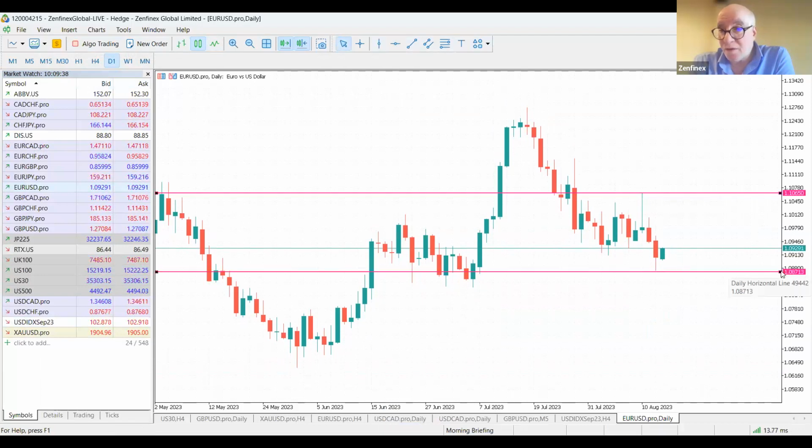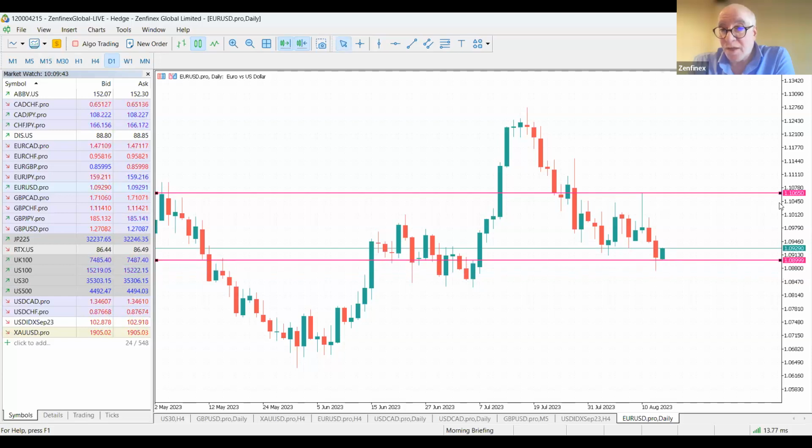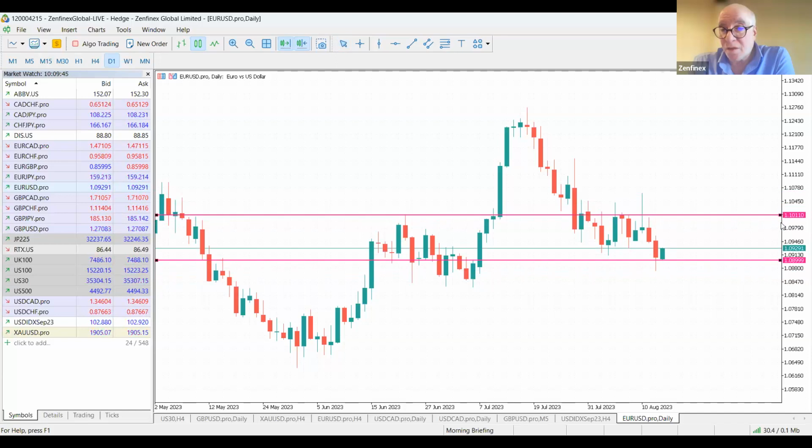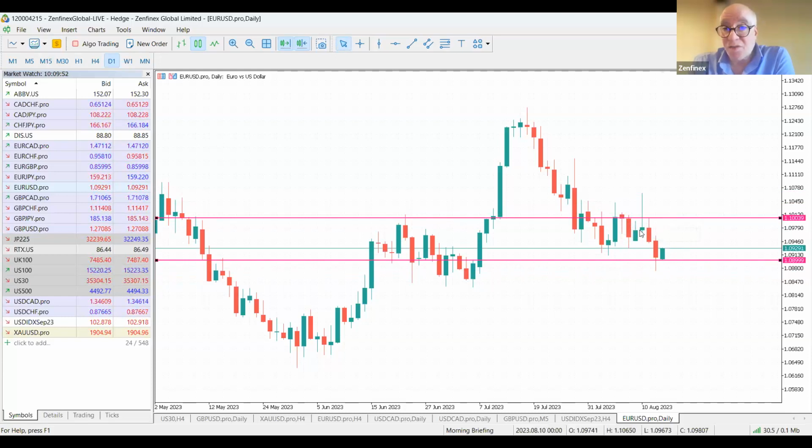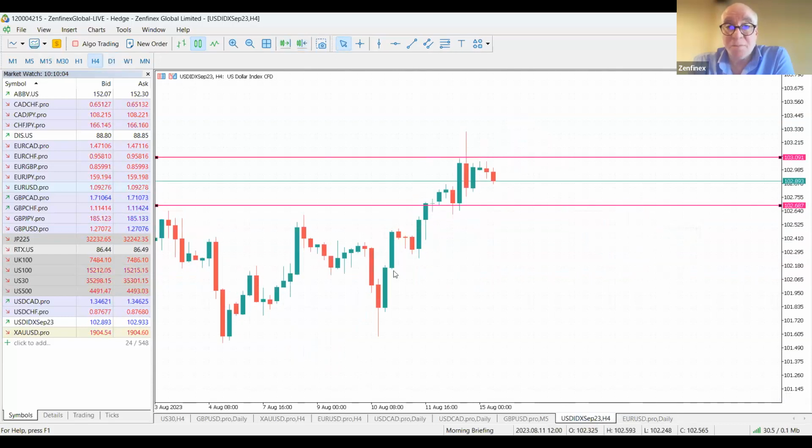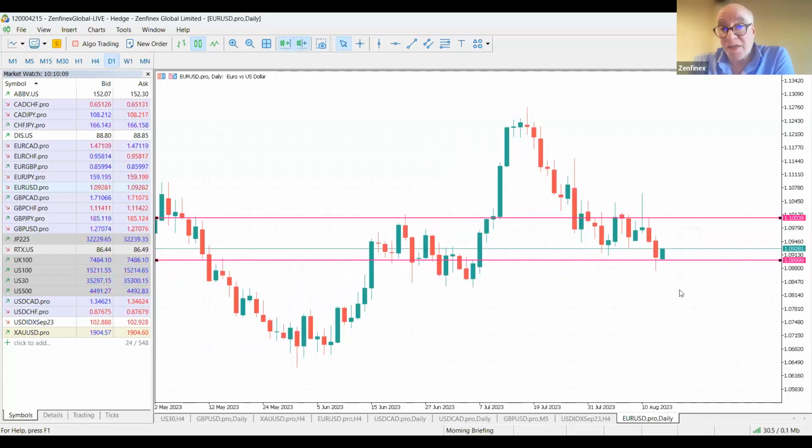And I think, if you recall just a few minutes ago, we went to the bodies rather than the wicks. So the euro dollar is stuck in this sort of sideways pattern here. If we go to the dollar index, it's showing that same, but this is going up. The euro dollar is going down. So there's an inverse relationship.